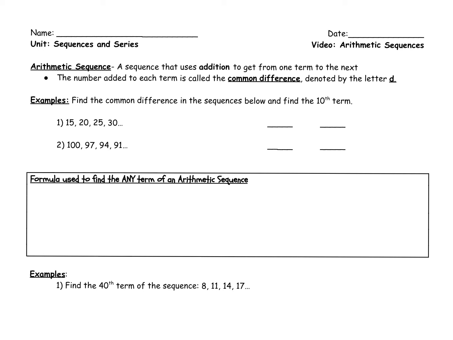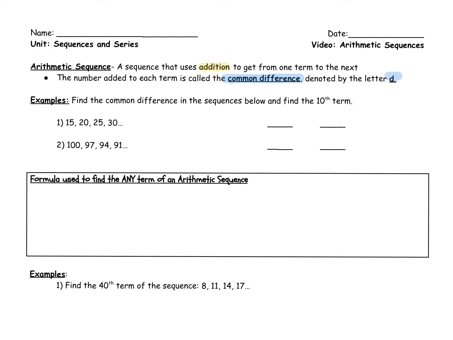Hi everyone. In today's lesson, we're going to talk about arithmetic sequences. So what is an arithmetic sequence? It's a sequence that uses addition to get from one term to the next. And then the number that we add to each term is called a common difference. And the letter it's denoted by is D.